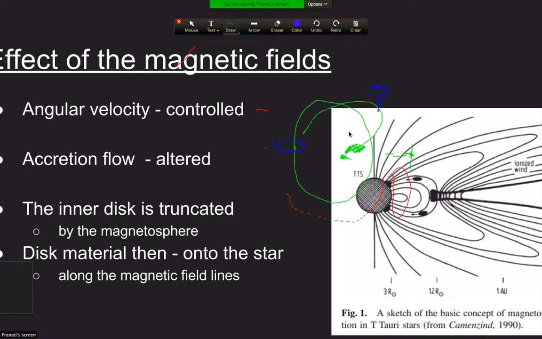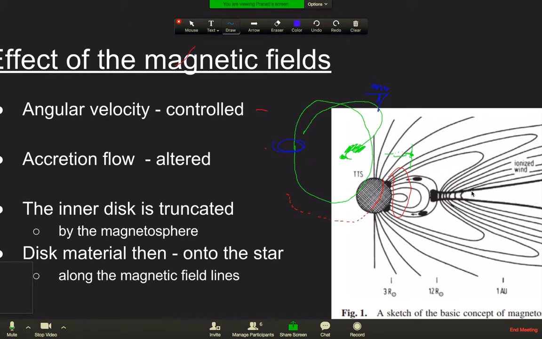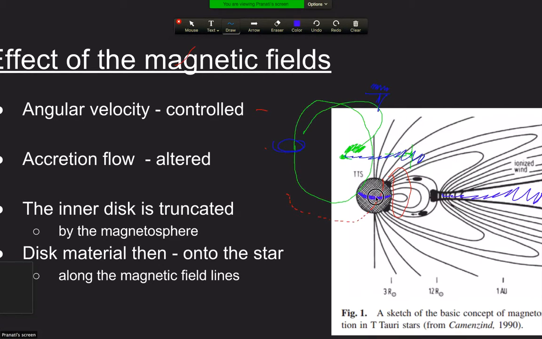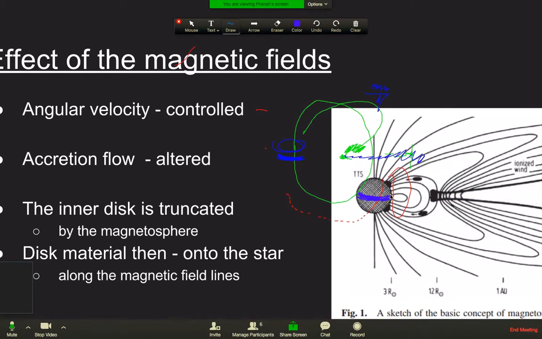And one interesting thing is that if this part represents the disk right here, the disk is not meeting the star, right? So we have a gap between the disk and the star itself. So we don't have material following onto the stellar equatorial region, because the magnetic flux, the magnetic field, kind of prevents that from happening.